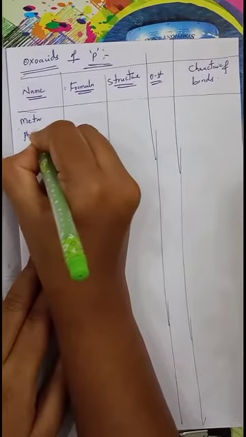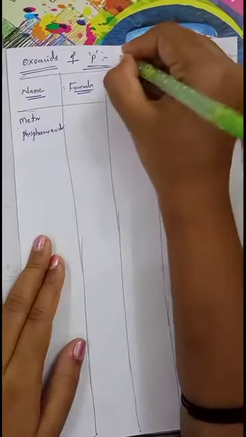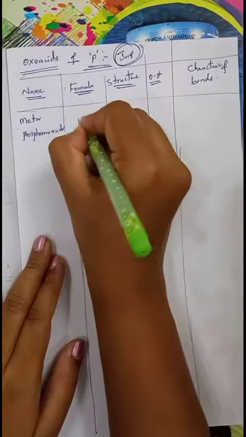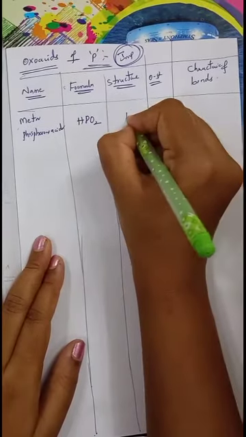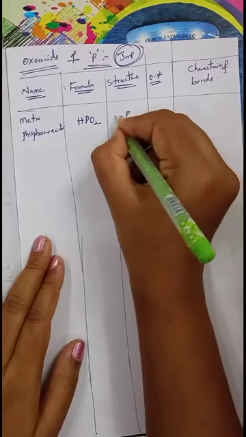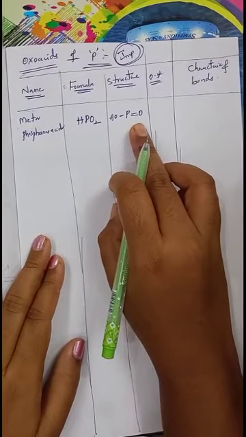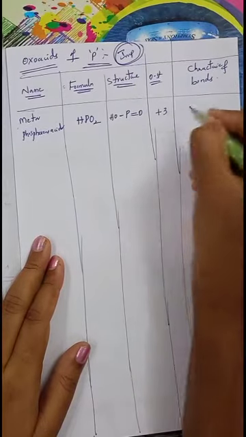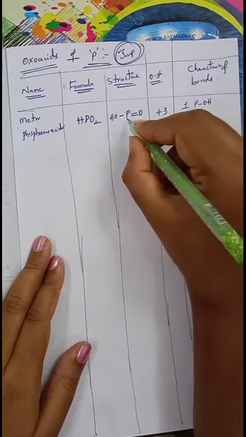Metaphosphorus acid. Very important concept it is. Metaphosphorus acid formula is HPO2 and the structure: central atom is phosphorus, and you have 2 oxygens. One oxygen combines with a hydrogen to form an OH bond. Another oxygen will make a double bond because the valency of oxygen is 2. So that double bond is formed and the oxidation state of phosphorus is +3. The types of bonds are one P-OH bond and one P=O bond.